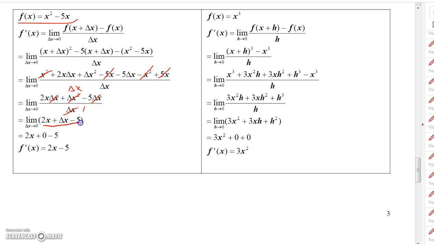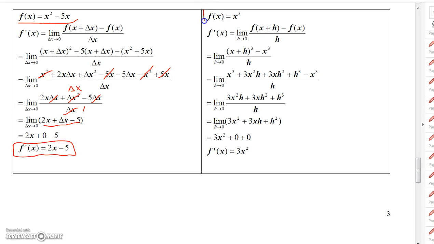And then you want to take the limit of that as delta x goes to 0. So as delta x goes to 0, you're going to get 2x plus 0 minus 5, which is simply 2x minus 5. And that is the derivative of the function x squared minus 5x.